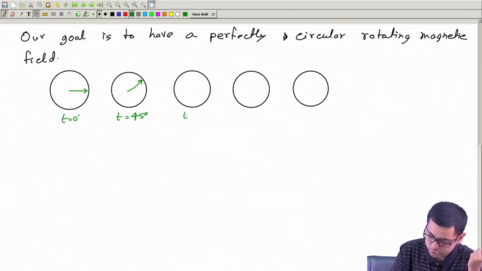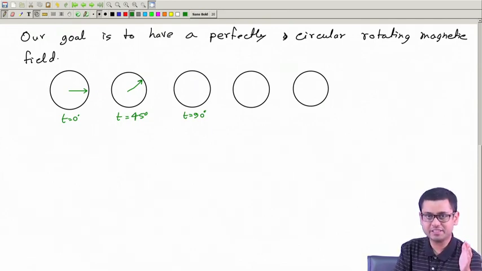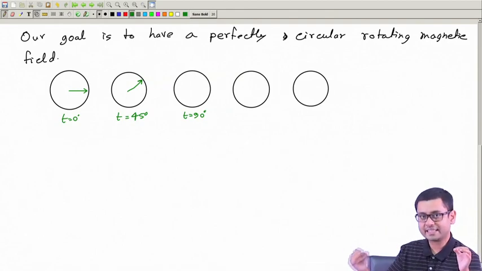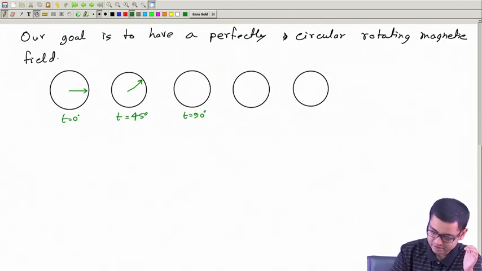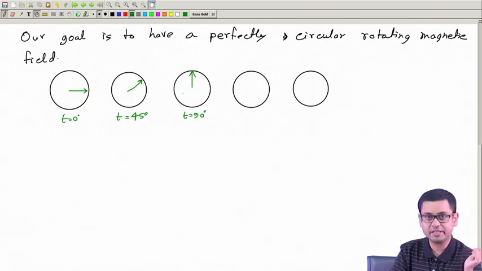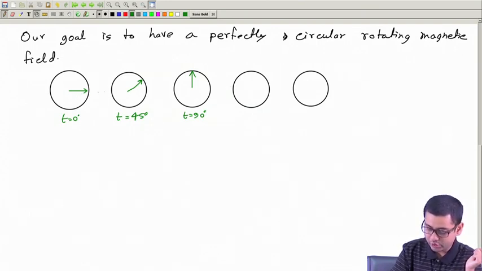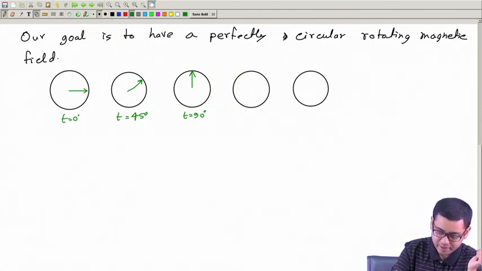Then at t equal to 90 degree, okay. So, t equal to 90 degree means actually when the phase angle of the reference current is 90 degree. Okay. Then again this should have same magnitude, but a different angle. So, this is a perfectly circularly rotating magnetic field. So, this is what you want, but it may happen that, okay.